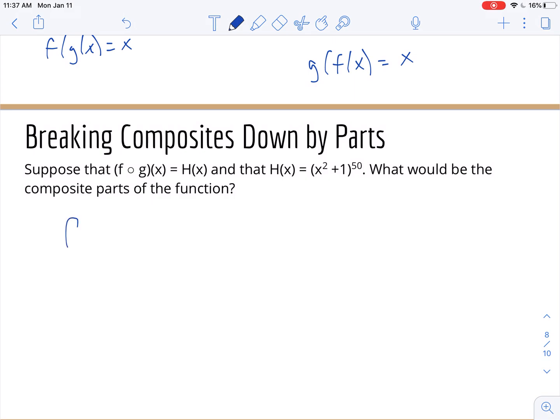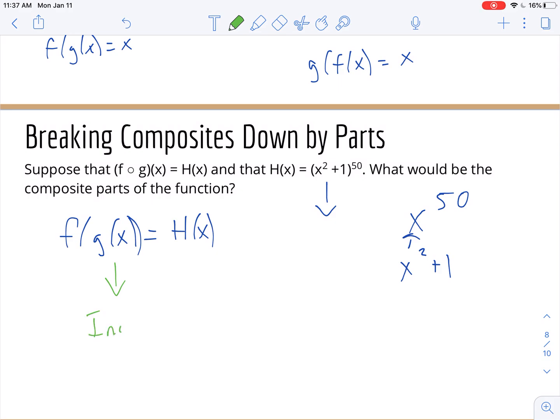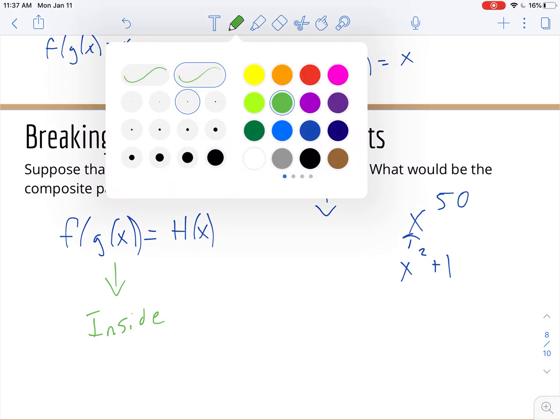So suppose that f of g of x is equal to h of x, and that h of x is equal to x squared plus 1 to the 50th power. What would be the composite parts of the function? So here, the easiest thing to look at is say that I've got x squared plus 1. It looks like I've got a function x to the 50th power with another function x squared plus 1 that has been plugged into that function x to the 50th power. My inside function here is g of x. My function that I'm plugging it into is f of x.